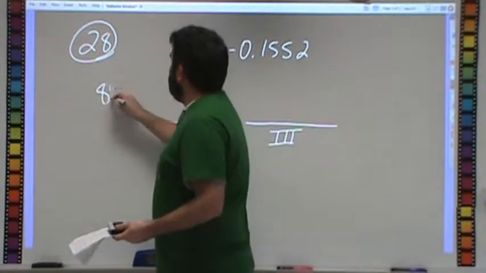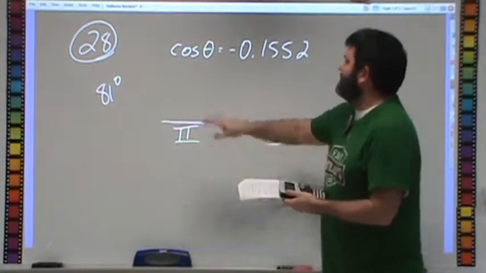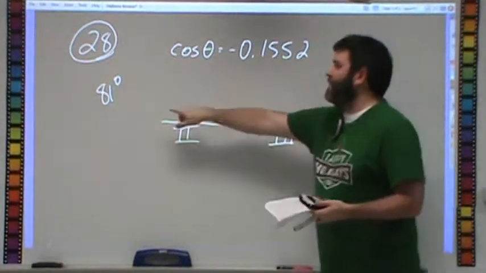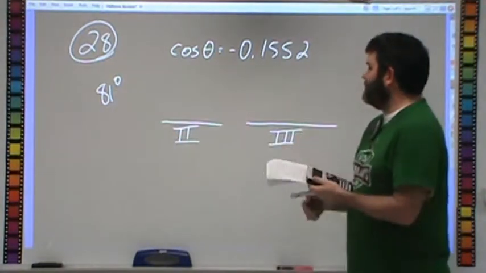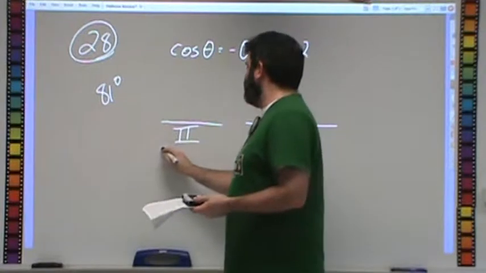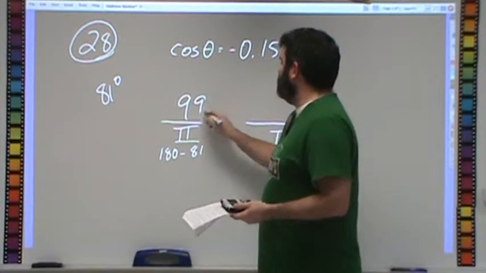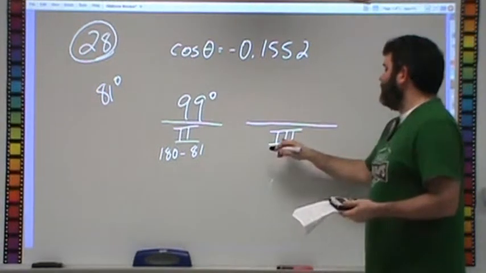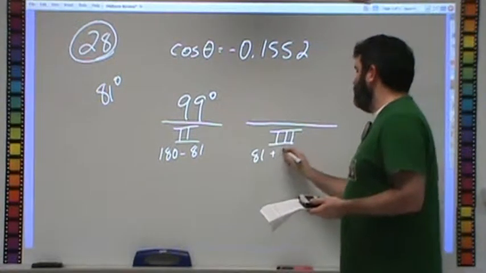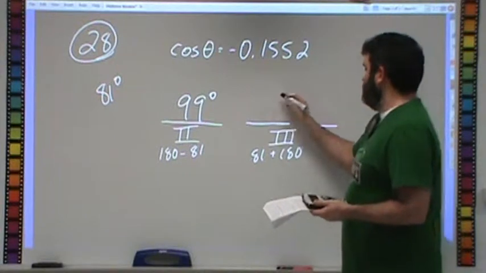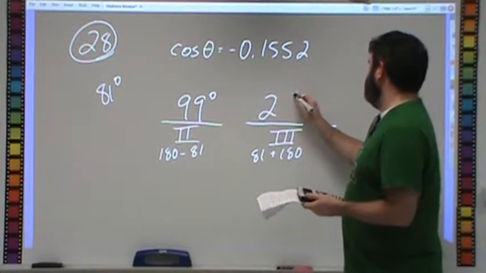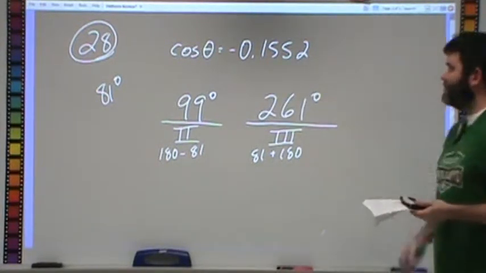So that gave me 81 degrees. Again, second cosine, 0.1552 gives me 81 degrees, but I don't want that because I don't need quadrant 1. Quadrant 2 is found by doing 180 minus 81, which will give me 99 degrees. And quadrant 3 is going to be 81 plus 180, which will give me 261 degrees. So those are my answers.